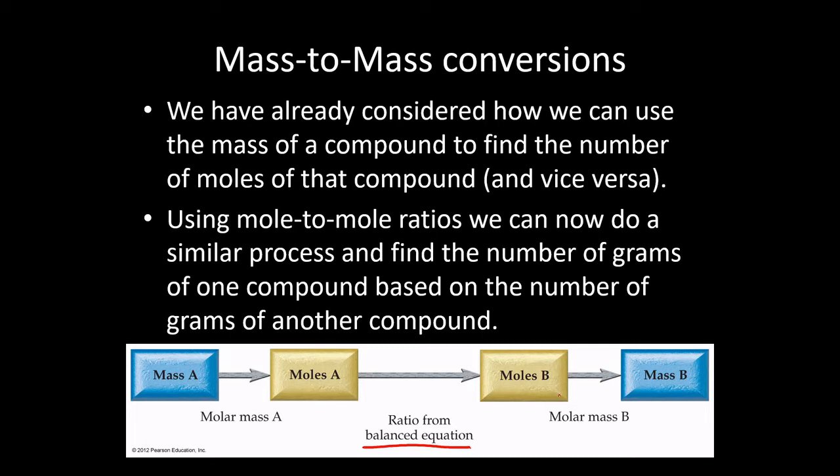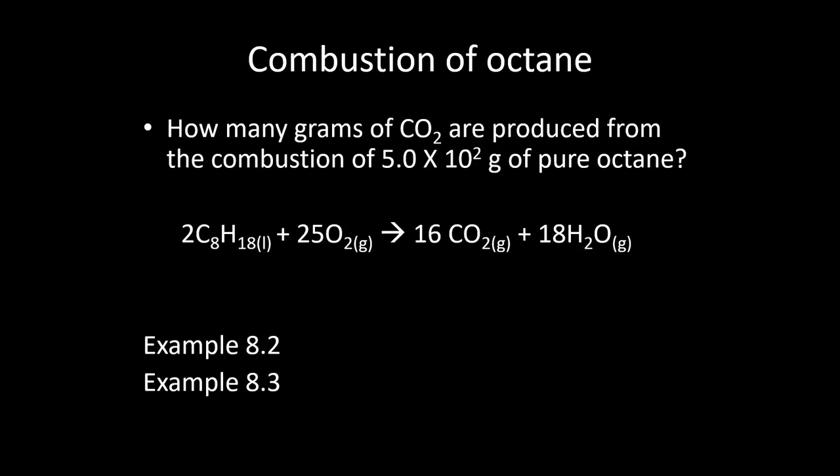So anytime we're going from the mass of one thing to the mass of something else in the same chemical reaction, the process is always going to be a mass to moles, to moles of something else, to mass process. It's always that three-step process, going from mass to moles to moles to mass, with 2 molar mass conversions and 1 conversion using the ratio from the balanced chemical equation. So let's look at a few examples of this.